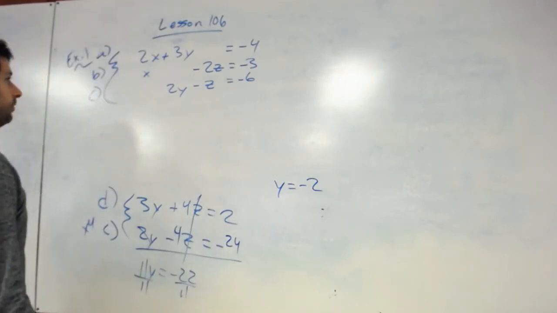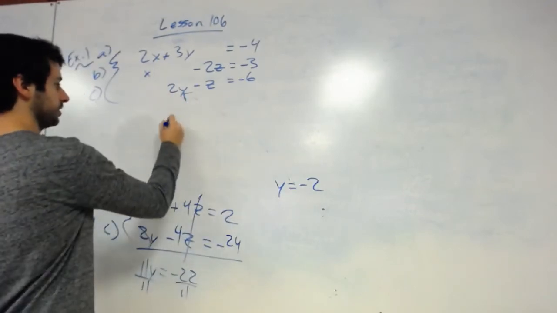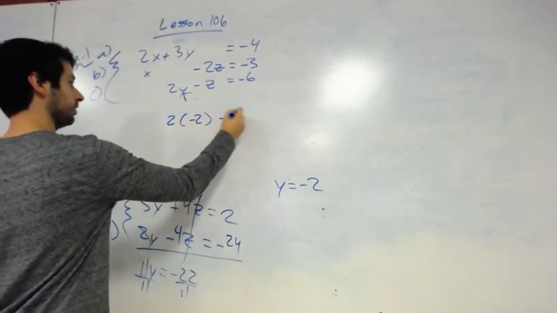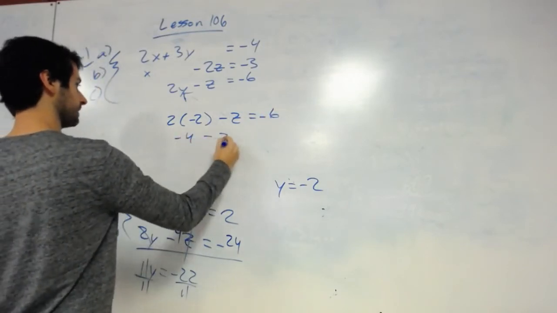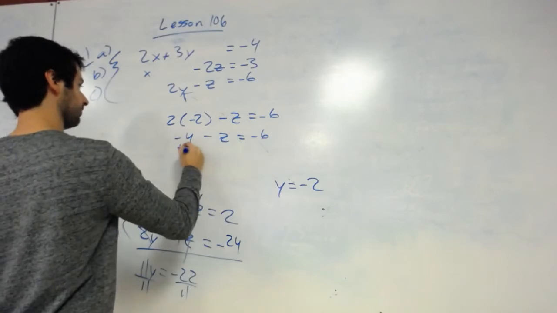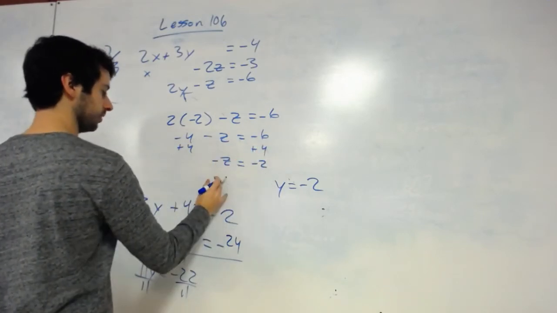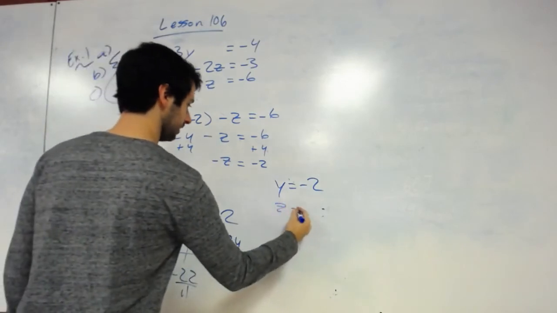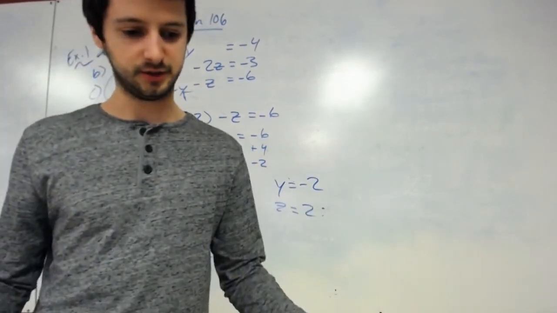Now I can figure out what everything else is. I'm going to plug this in right there. So 2 times -2 minus z equals -6. -4 minus z equals -6. Add 4. -2 equals -z. So z equals positive 2. Make sure I have the right answers here.